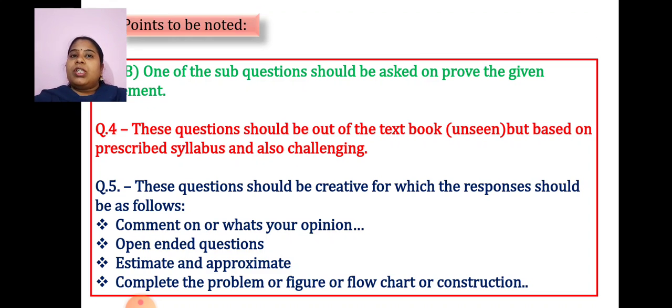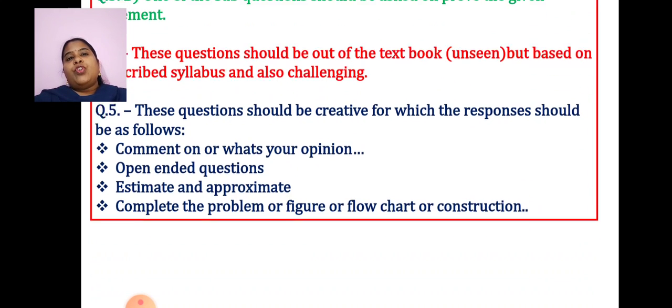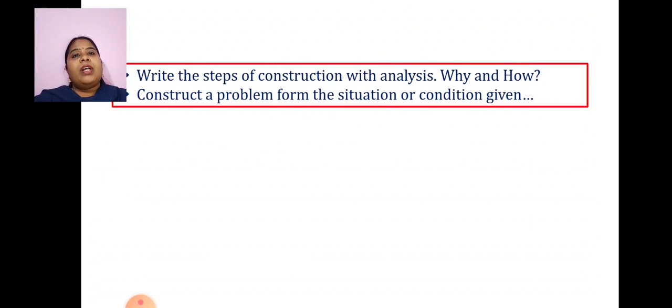Or based on constructions. A few more for question number 5. What type of questions can be asked? Write the steps of construction with analysis. Why and how you have the construction chapter in geometry. Question number 5 can be asked based on that. Or construct a word problem from the situation or condition given. Now this can very well be given from linear equation and quadratic.